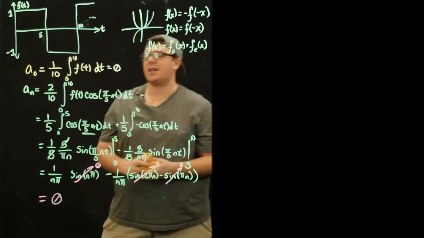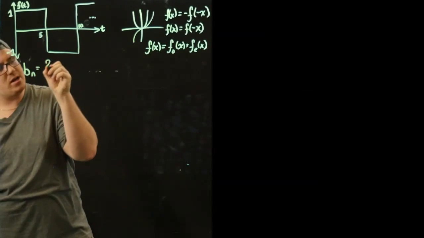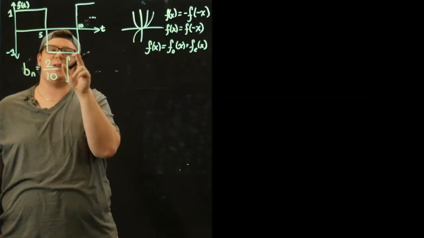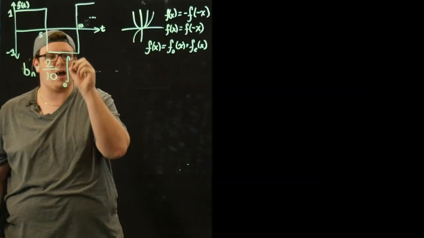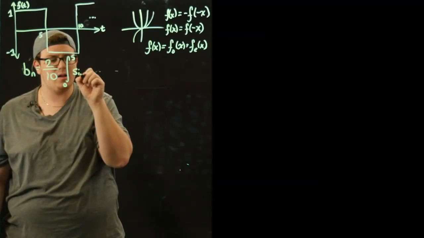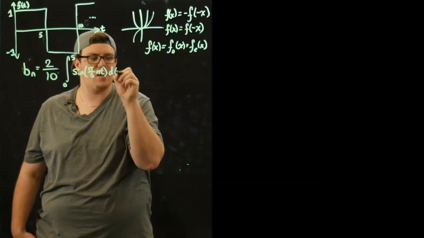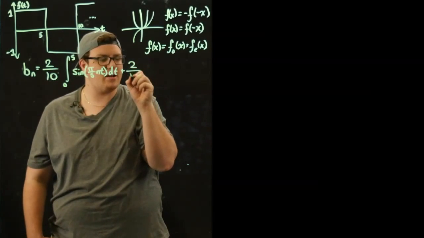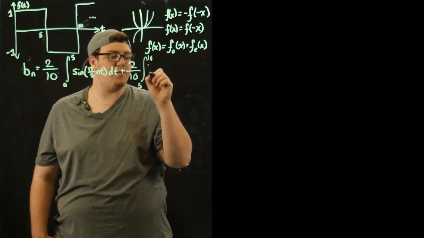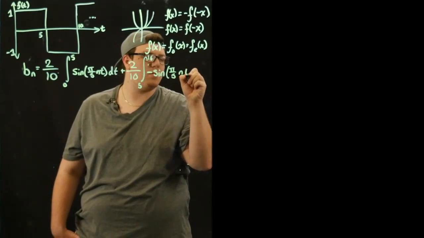So now all we have to do is calculate what Bn is going to be. Bn, the general term, is 2 over 10, 10 being the period. I'm going to split up the integral from 0 to 10 right away into the integral from 0 to 5 of f of t, being 1 here, sine pi by 5 n t dt, plus 2 over 10 times the integral from 5 to 10 of negative sine of pi by 5 n t dt.